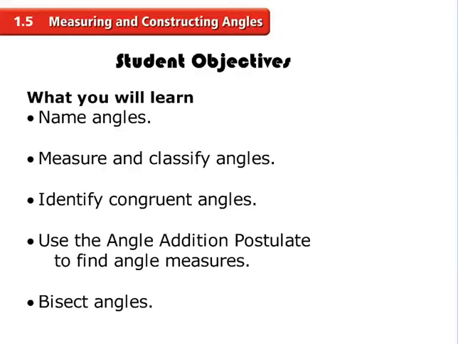Alright, this is 1.5, Measuring and Constructing Angles. Student objectives, what you're expected to learn today. We're going to talk about different ways to name angles. We're also going to learn how to measure them and classify different kinds of angles.